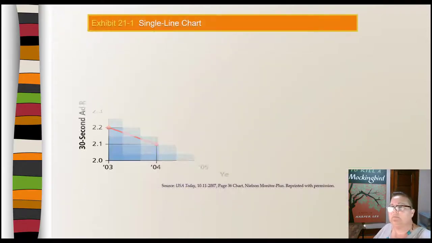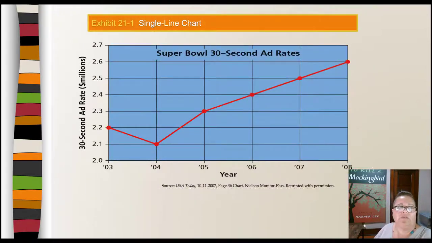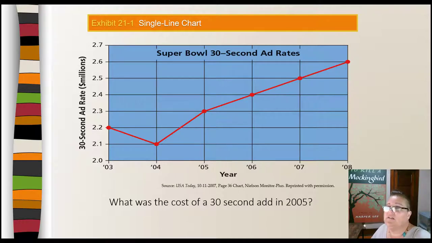Here's what I mean. So here I have a chart showing you the Super Bowl 30-second ad rates, for the years 2003, 2004, 2005, 2006, 2007, and 2008. So the question I'm going to ask is, what is the cost of a 30-second ad in 2005? All of these are 30-second ad rates, so that 30-second ad part is not the piece I need, but I do know it's in 2005.